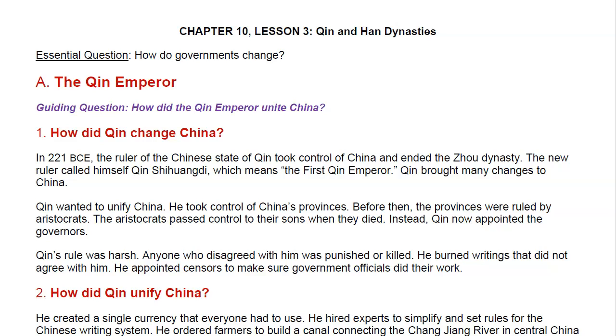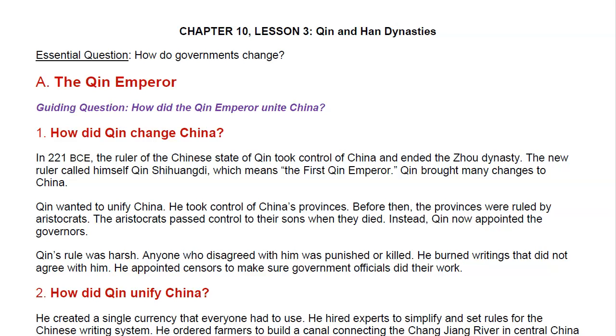How did Qin change China? In 221 BCE, the ruler of the Chinese state of Qin took control of China and ended the Zhou dynasty. The new ruler called himself Qin Shi Huangdi, which means the first Qin emperor. Qin brought many changes to China. Qin wanted to unify China.